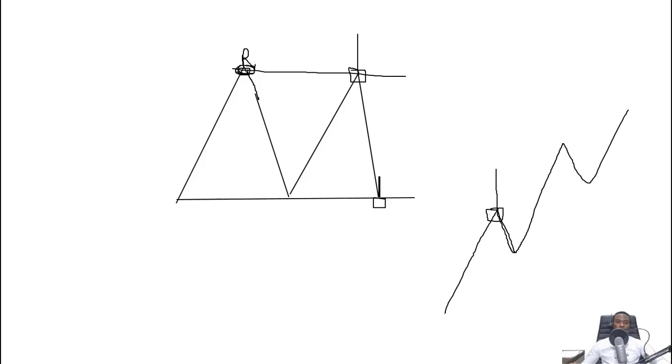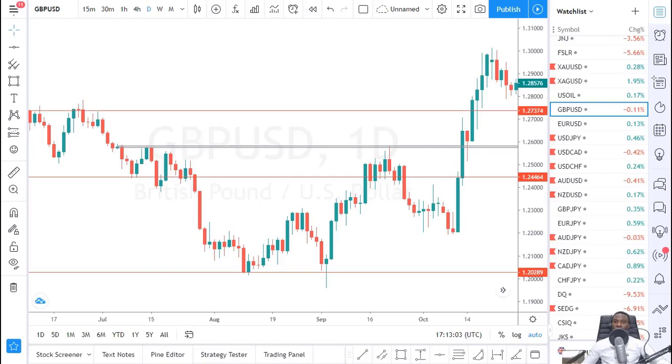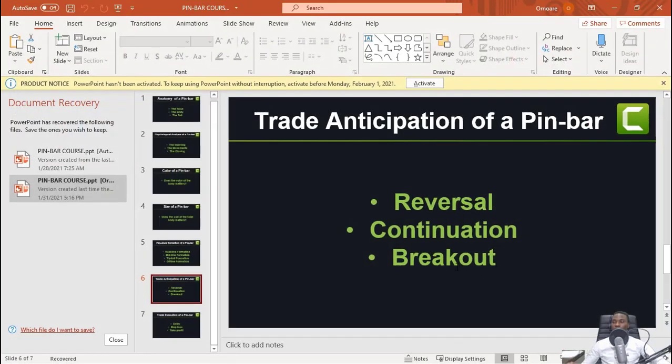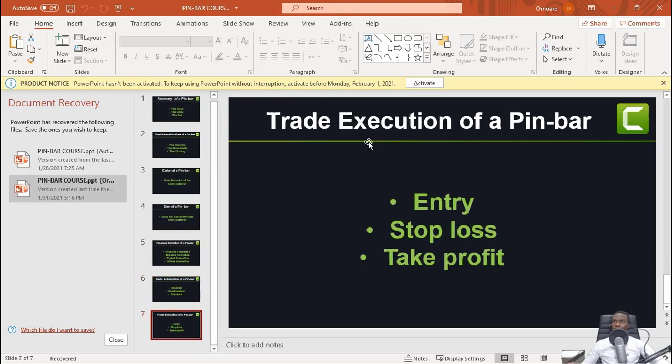Because price can make a pull down and then continue the rally. Okay, so that is how you can implement the pin bar to trade a reversal, to trade a continuation of a rally, likewise to trade a breakout of a pattern. The breakout of a pattern with a pin bar is a complex price action strategy. So master the reversal and the continuation before you move on to the breakout strategy. Okay, so now the trade execution of a pin bar.